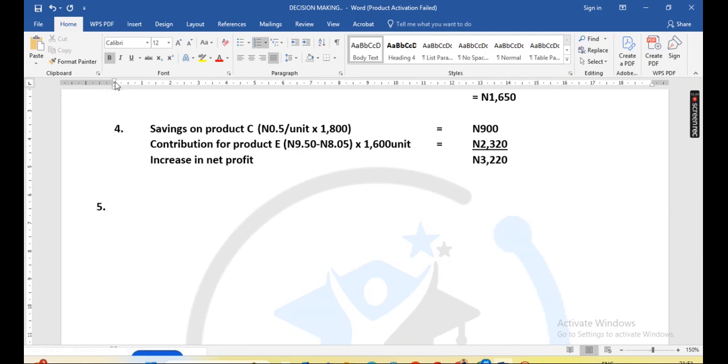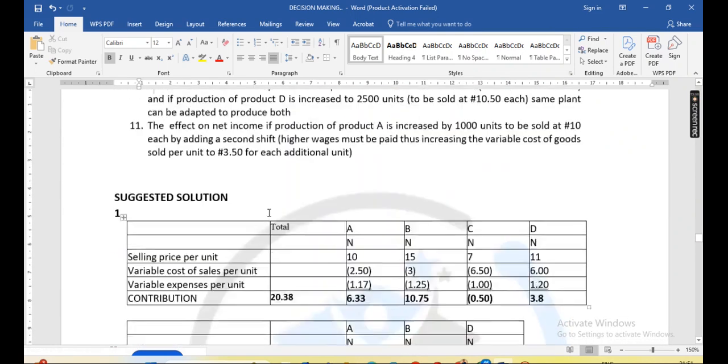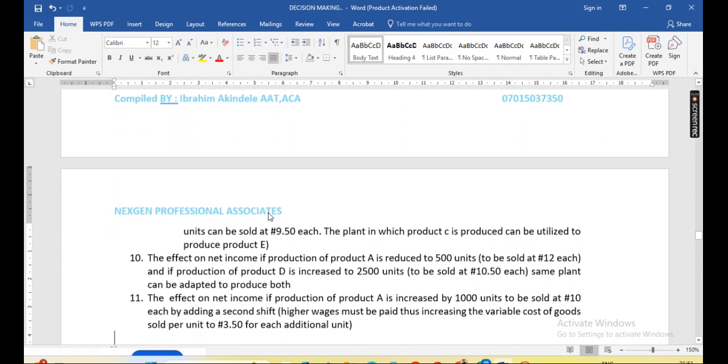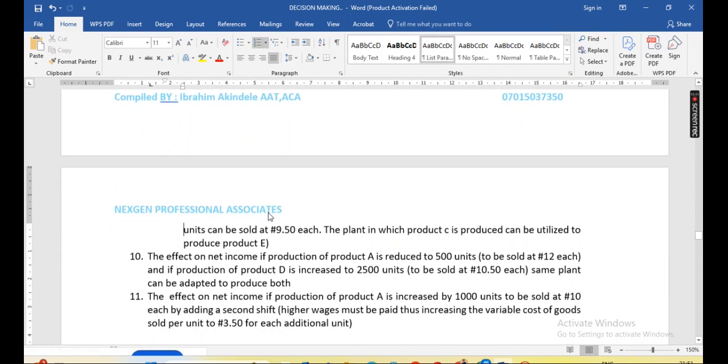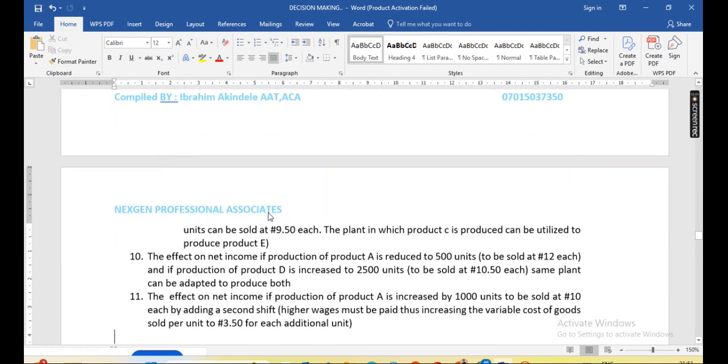So let's quickly go back to number 5 of this question. Please always pay attention to the question. Questions will come in different scenarios. Please ensure you apply the principle that guides that particular topic, so that you'll be able to get it. So this is D now.